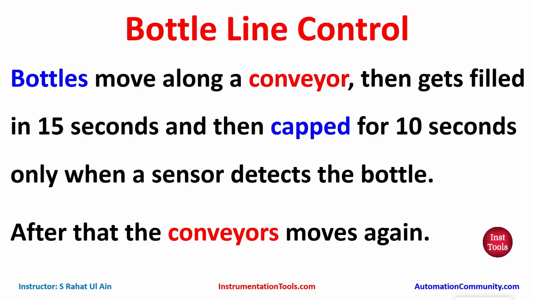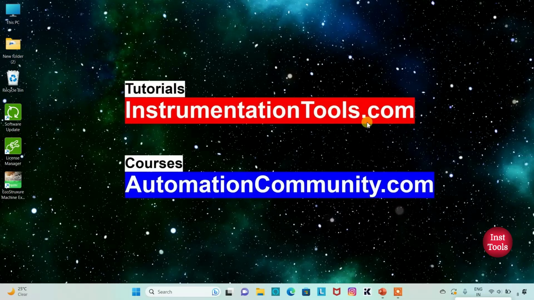So in this case, we will use a start button, we will use a memory bit, we will use some timers like TP and TON. So let's look at the example. So let's move to EcoStruxure Machine Expert, where we will draw a ladder diagram for this example.